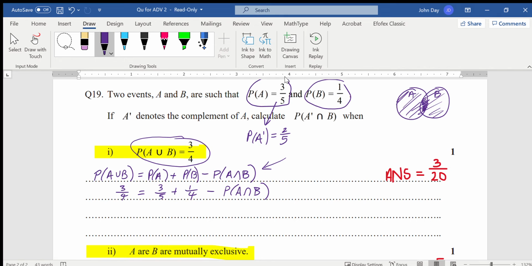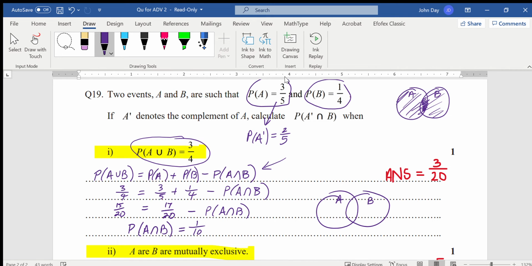So this is 15/20 equals 17/20 minus this. So this guy, the intersection of A and B, is 2/20, or 1/10, if you like. So what I've discovered, if I was to draw up a bit of a Venn diagram, is the intersection between A and B would be 1/10 there.